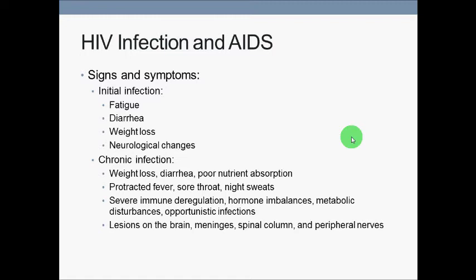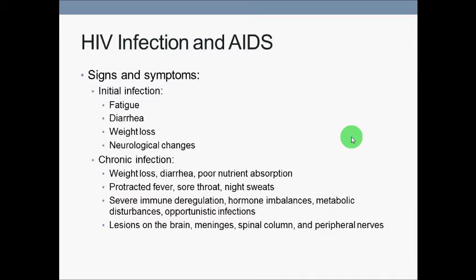But people with chronic HIV can have fever that lasts a long time, sore throat, even night sweats. They eventually start to have hormone imbalances, metabolic disturbances, and their immune systems start to wane. They'll get infections that they normally wouldn't have. Those are the opportunistic infections.